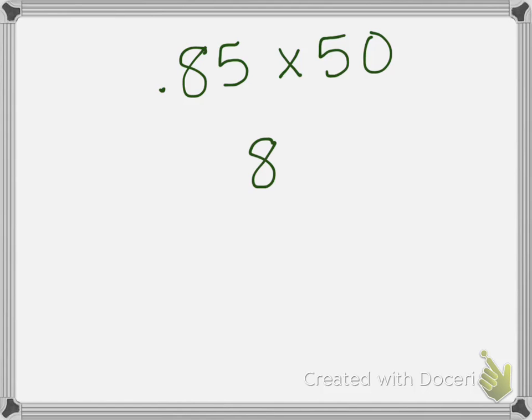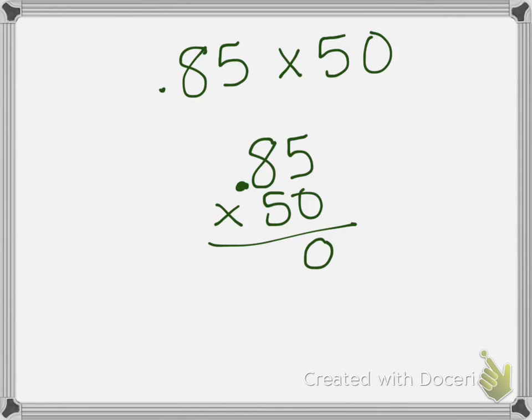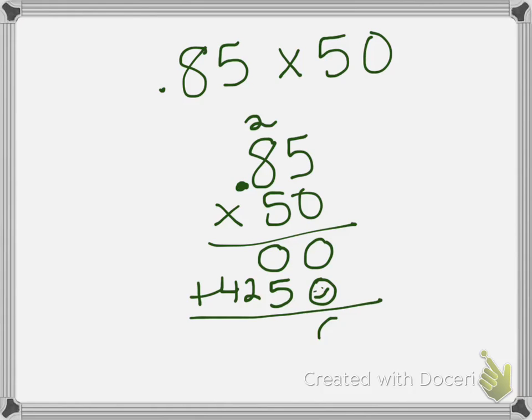Let's do 85 hundredths times 50. So I'm going to set it up just like a regular multiplication problem. Then I'm going to stick that decimal in there and ignore it for a second. 5 times 0 is 0. 0 times 8 is 0. Then I need my happy 0. 5 times 5 is 25. I'm going to carry the 2. 5 times 8 is 40, plus 2 is 42. I'm going to add all of that up.